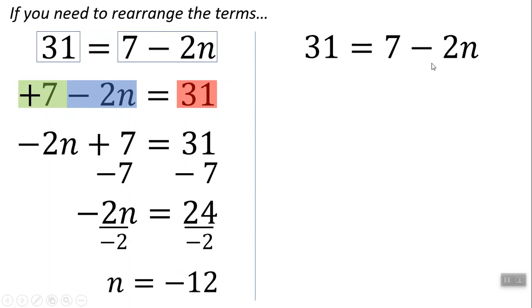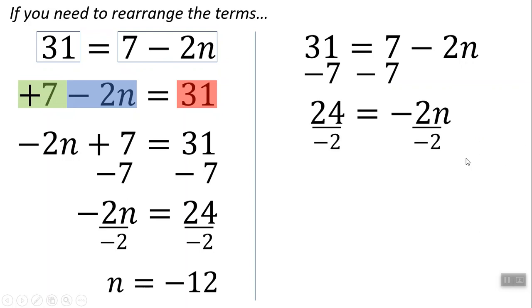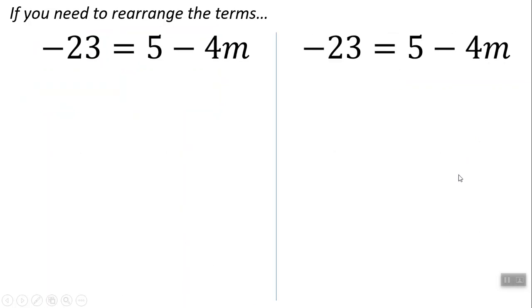Now over here on this side, it's the same problem, but let's say we weren't thrown off by the order of the terms. You'd still subtract 7 from both sides. You'd still divide both sides by -2. And you still get the same answer. We're going to move on.